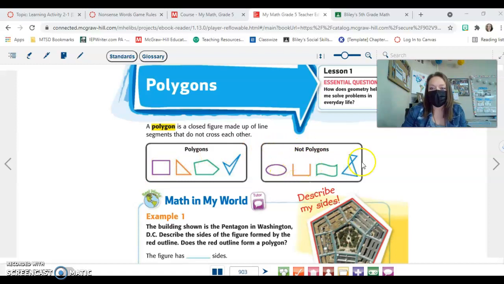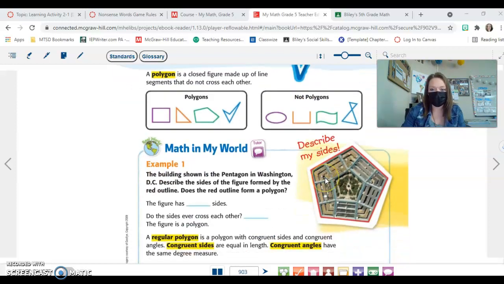And over here we can see that these are not polygons. This oval is not a polygon because it's not made of line segments and it is curved. If we look at this orange/yellow one right here, it is not closed. This one also is curved. So anything that has a curve or crosses is not a polygon.